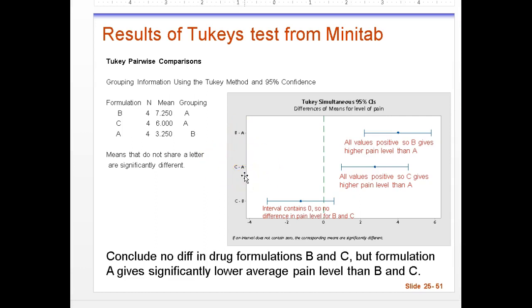All right, same thing going on when I compare C to A. This is C minus A. All the numbers in this interval are positive. Only way that can happen is if C gives me a higher level of pain than A, so A is better. And down here, when it compares the mean of C to the mean of B, this interval contains 0. It goes through this green line, and if it does, it tells us that there is no significant difference in those groups. So what's my final conclusion here? Yes, there is a significant difference in these groups, and pain medication A gave me significantly lower pain level than drug formulations B and C, and there is no difference between B and C.